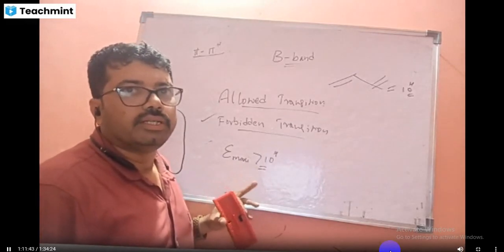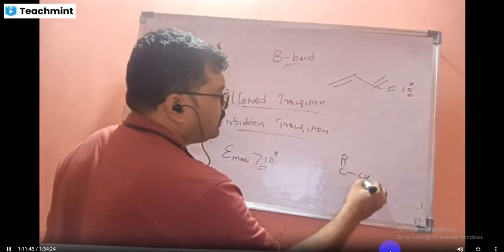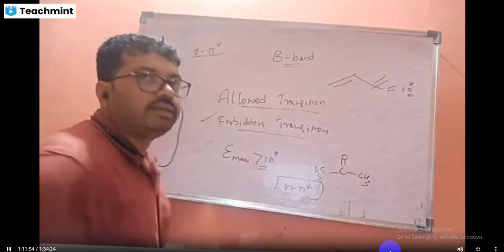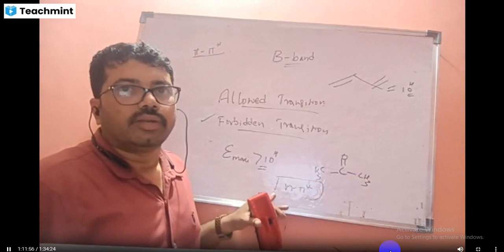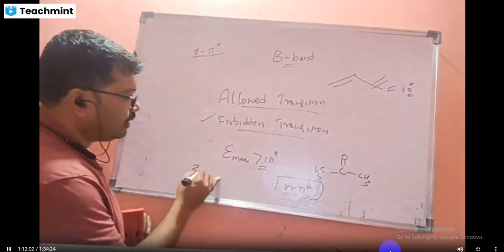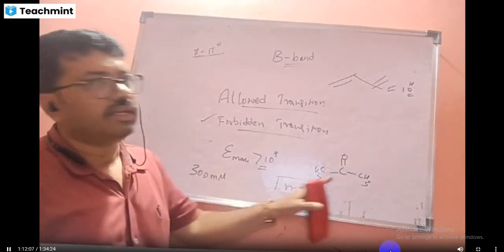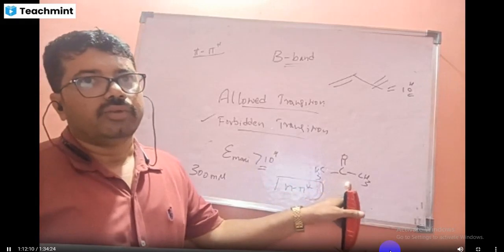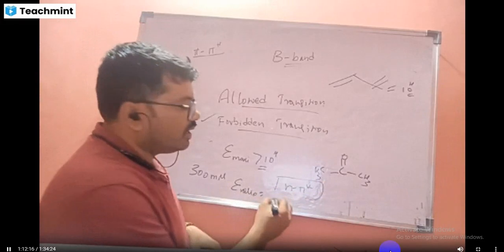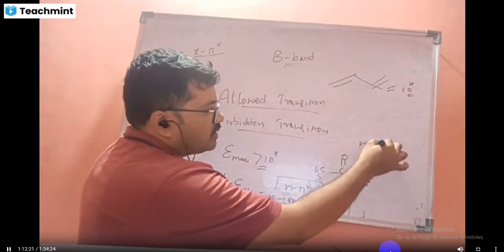Excitation of one electron from the lone pair to the pi star orbital is actually forbidden in acetone. For example, the n to pi star transition, at nearly 300 millimicron in carbonyl compounds, has a molar absorptivity of only 10 to 100. That's why it is forbidden.